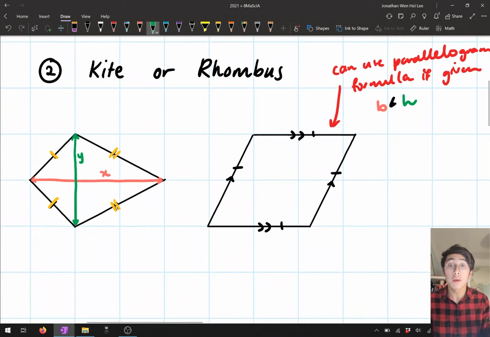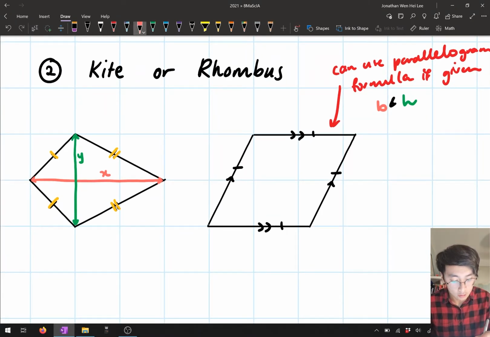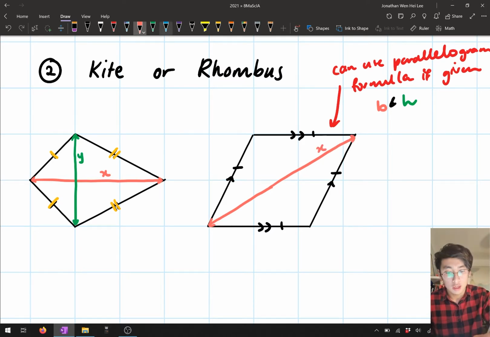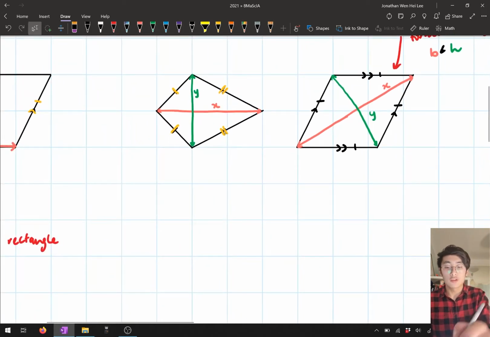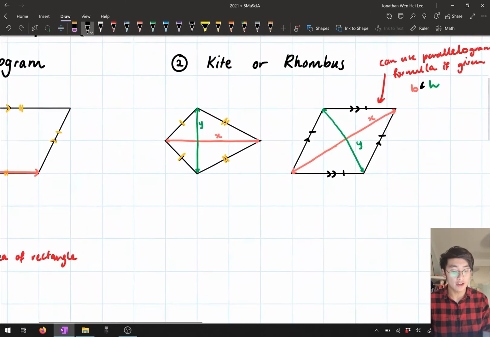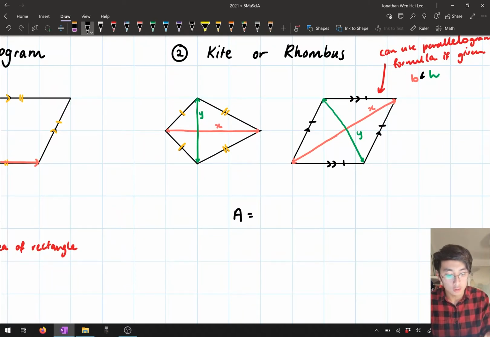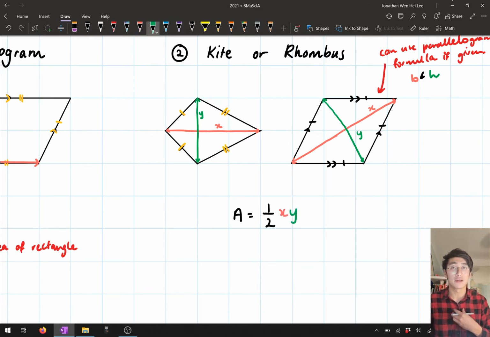And similarly, in my rhombus, I can draw two diagonals. This first one over here, I can call X, and my second one, I can call Y. If I get given these two measurements, to find the area of a rhombus using my diagonals, I can just use the formula: A is equal to half times X times Y, which we write as half xy. So if we get given the diagonals of a kite or a rhombus, we can use this formula to find the area.